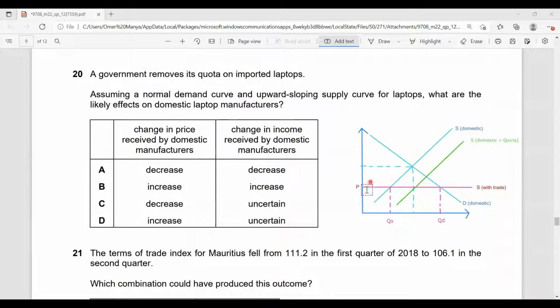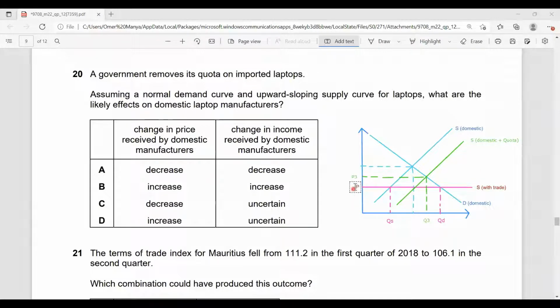So now this pink line is no longer the supply that's available. The supply that's going to be available in the domestic economy is what was produced locally, which is the blue line, plus a little extra that has been allowed per the quota to be imported. So this is going to be the new total supply, which is the domestic production, plus the amount that has been imported as per the quota.